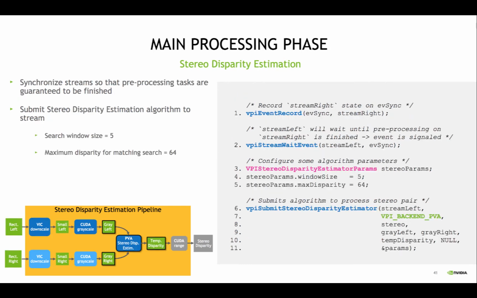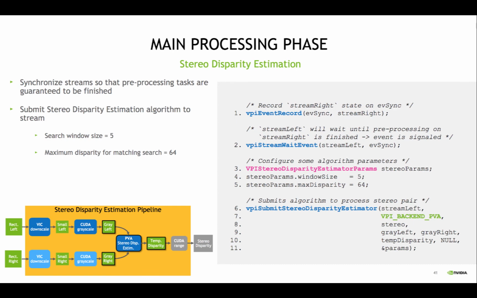Now we start the second half of the pipeline. We want the left stream to wait until the inputs to the stereo disparity are ready. For that, on line 1, we record the right stream state on the AbSync object. And on line 2, we make the left stream wait until all tasks on the right stream captured by the event finish execution. Of course, by the time the stereo disparity starts to run on the left stream, the left input will already be processed.